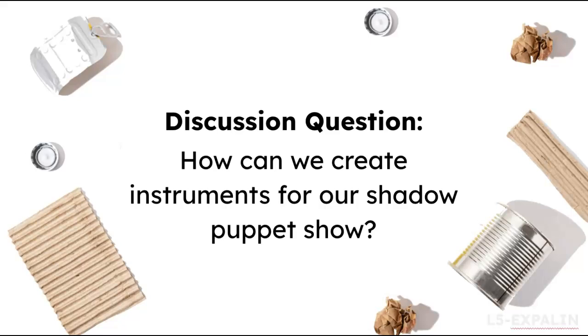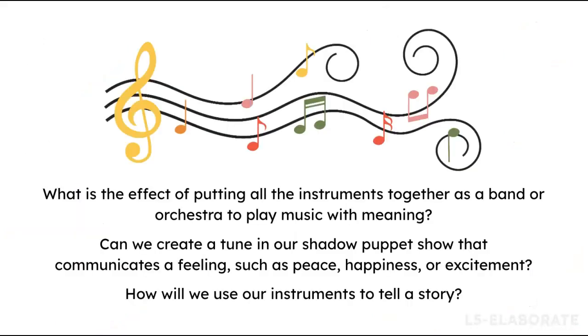For the Explain portion, you'll move on to step 6 of the engineering design cycle, Communicate. You'll bring the class together and lead a discussion about students' musical instruments. You'll allow them to take turns sharing their instruments. You'll use the provided questions to guide your discussion around the question, how can we create musical instruments for our shadow puppet show? For the Elaborate portion, you'll ask students about the effect of putting all of their instruments together and how they can create a tune for their puppet show that communicates a feeling.